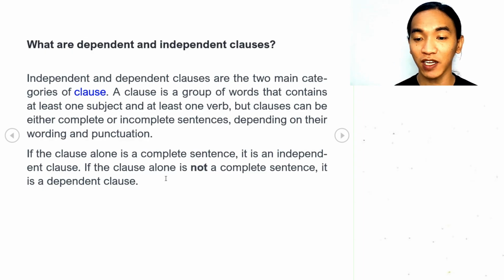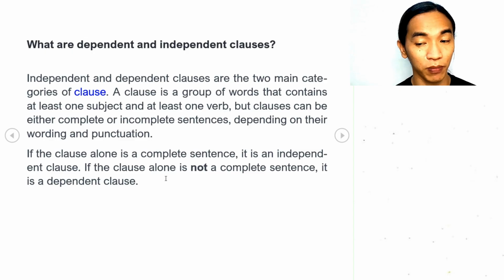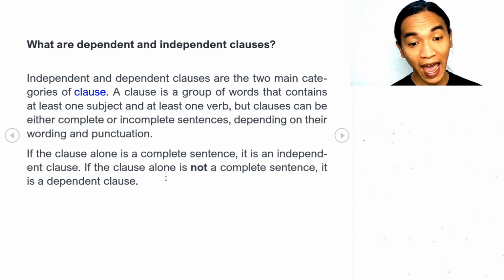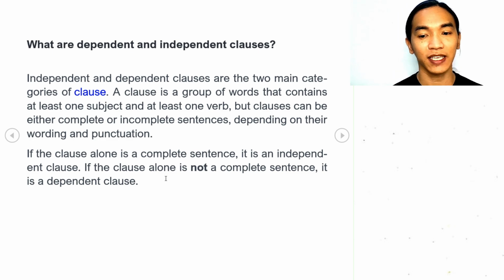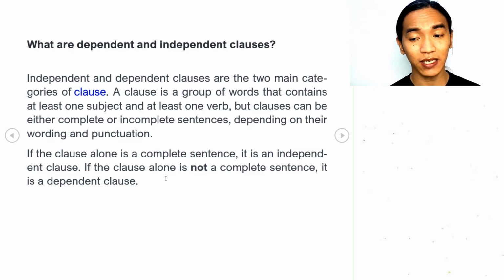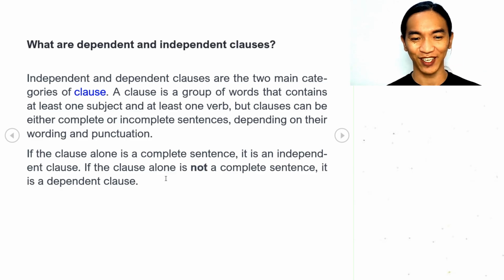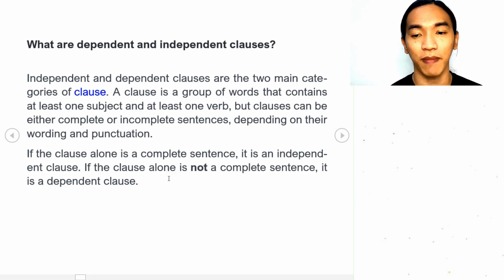If the clause alone is a complete sentence, it has complete meaning, therefore it is considered an independent clause. Now, if the clause alone is not a complete sentence, it is a dependent clause. So let's understand that even better.